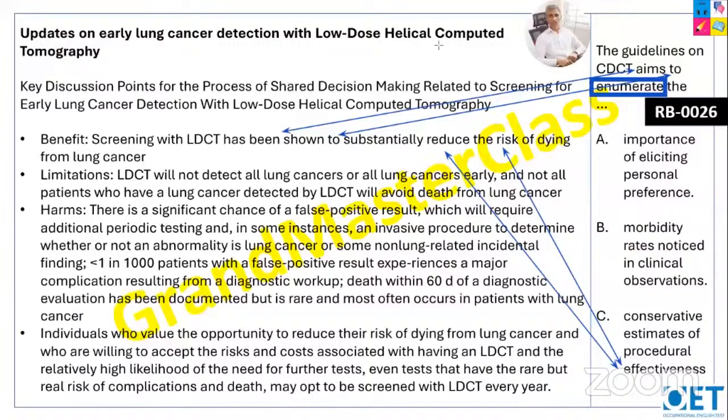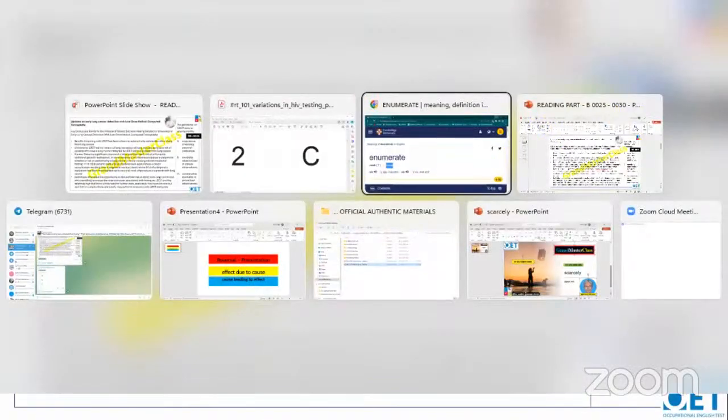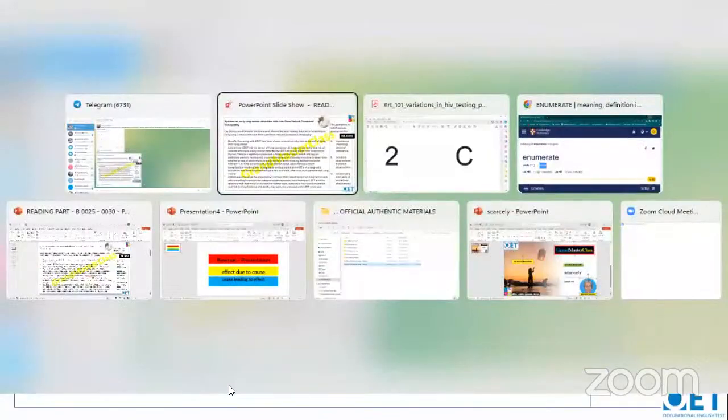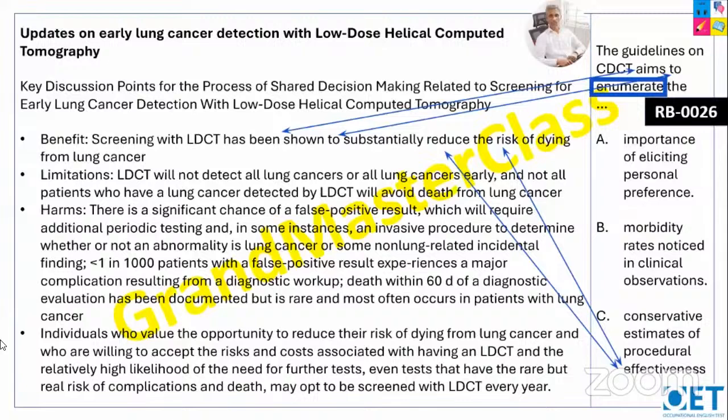Non-lung related incidental findings. Less than 1 in 1,000 patients with a false positive result experiences a major complication. Major complication, right? Okay. So this is what it is showing. According to Sophie, she has got into the third point. Very good.